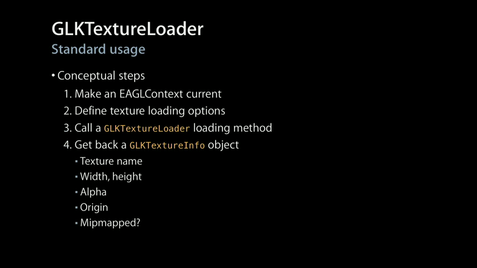So conceptually, here's how you'll use the texture loader. First, before you do anything else, you have to make your context current. And I mention this because you're typically doing texture loading just as your app starts, so be sure to create a context first. Then you'll specify some options, like whether you want bitmapping, and then you'll call the method to load the texture. This will load the image, define the texture, and return to you a GLK texture info object, which contains a lot of information. It has the texture name or its ID, its width and height, whether or not the texture has alpha, the texture's origin, and whether it has MIP levels.